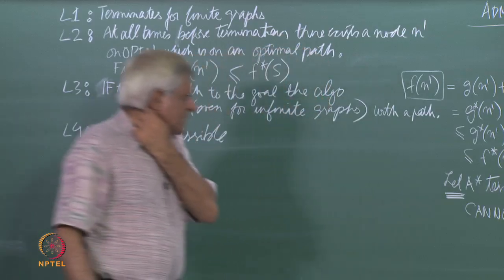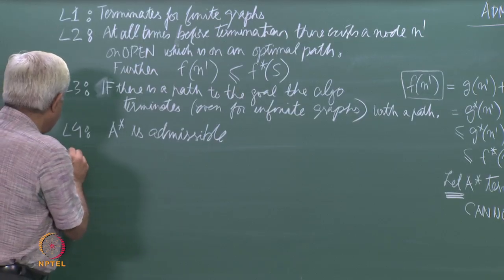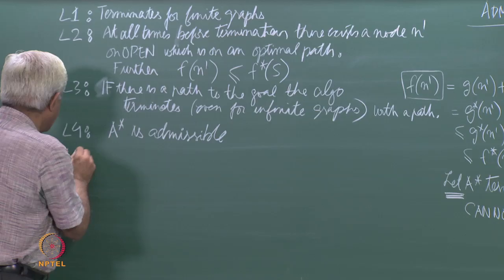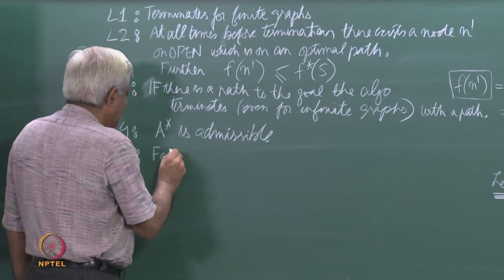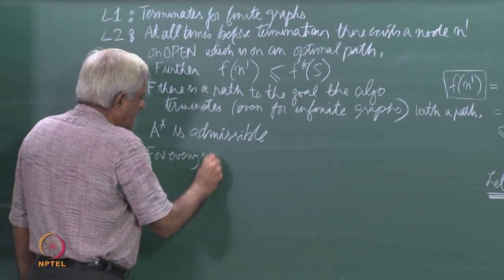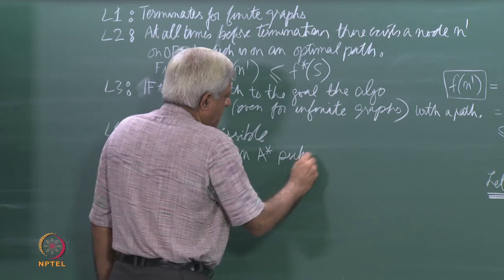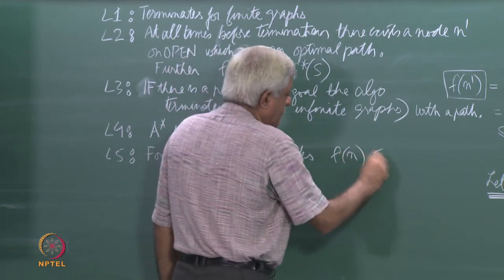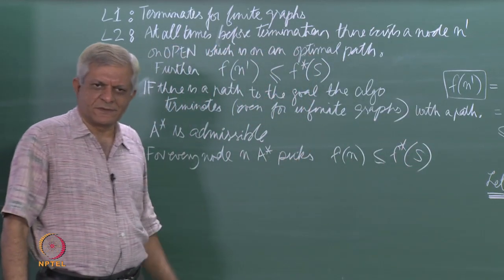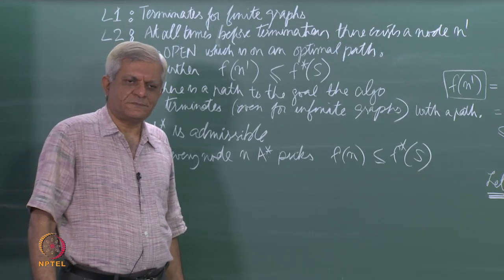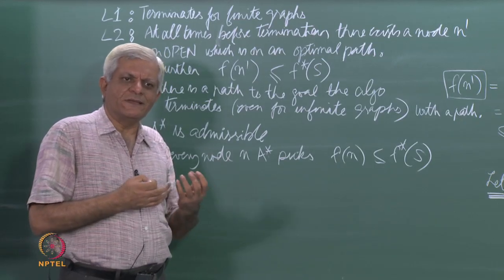So, now we want to look at one more property. One more statement before that property that I am talking about is that for every node n that A star picks, f of n is always less than or equal to the optimal cost. So, we are saying that A star will only pick nodes whose f value is less than the optimal.